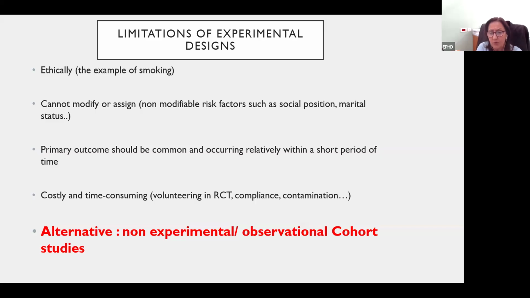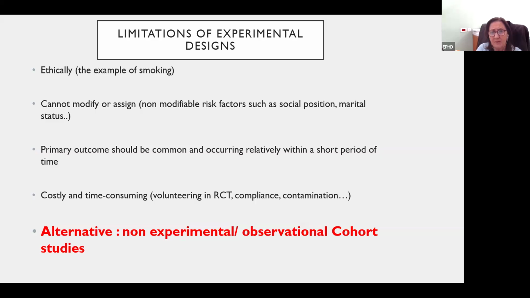Why? Sometimes the exposure is okay. If we're looking at a protective measure, yes, you give some people the intervention, which is improving their well-being by exercise. But if you're looking at something that is harmful, you cannot allocate people to a harmful exposure. So ethically, sometimes you cannot do an experimental design. Sometimes if you're looking at particular risk factors that are non-modifiable, of course, an RCT is not the answer.